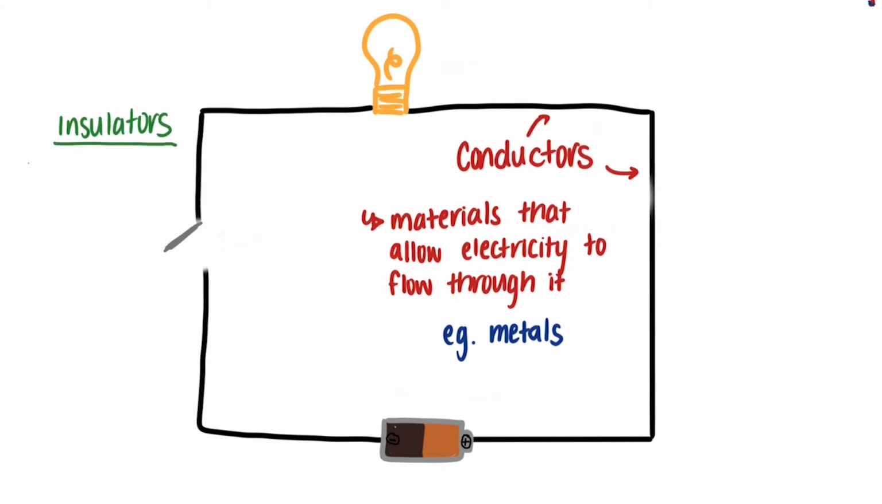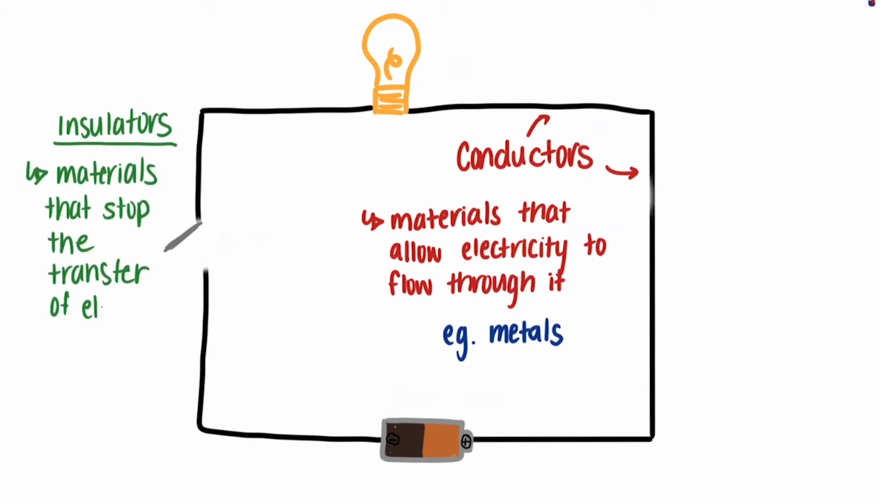Insulators, on the other hand, are used to stop the flow of electricity. They are made of materials that prevent the transfer of electrons. These protect us from electrical shocks, for example, wood or rubber. Both conductors and insulators are really important.